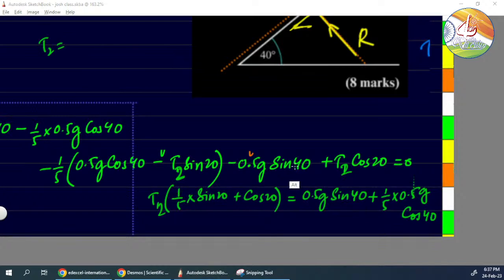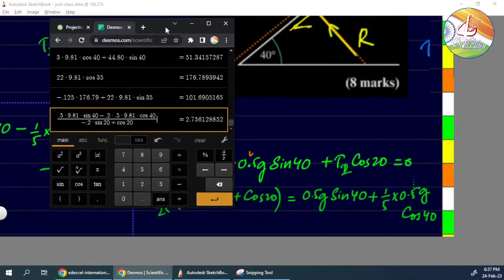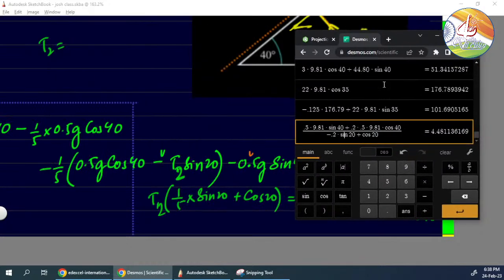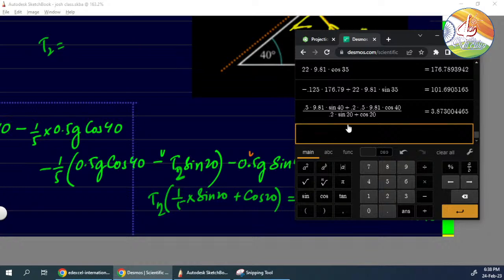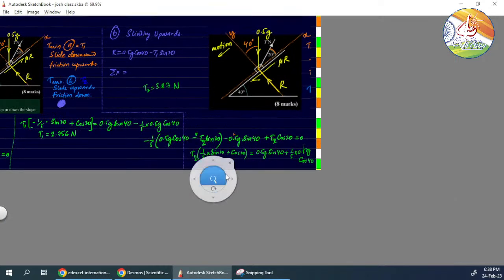Okay, so let's again find it. So right side term, everything is positive, so this minus becomes plus, and denominator term also everything is positive, so this negative will go away. Okay, yes, so we are getting 3.87. Very small difference is there here.